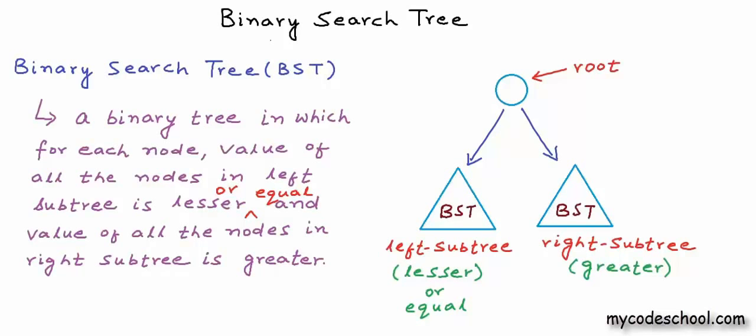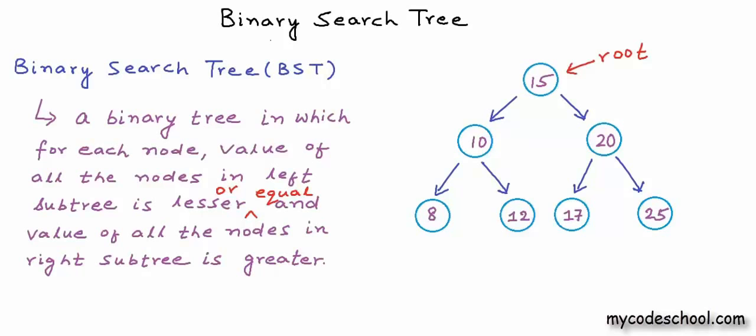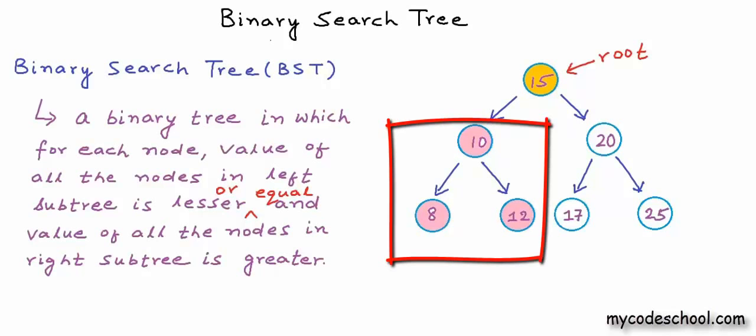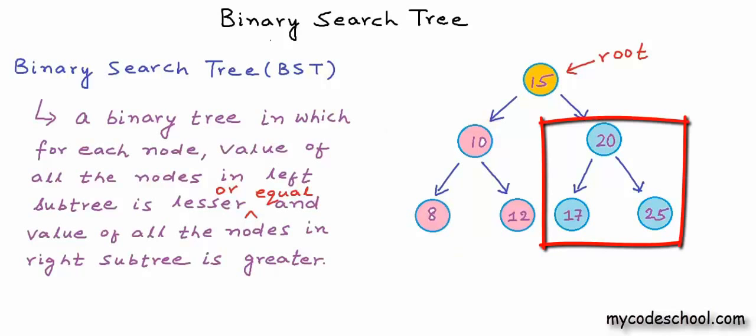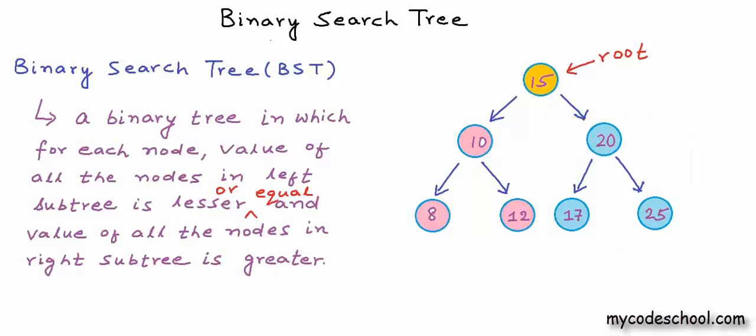I'll draw a binary search tree of integers. Now I have drawn a binary search tree of integers here. Let's see whether this property, that for each node the value of all the nodes in the left subtree must be lesser or equal and the value of all the nodes in the right subtree must be greater, is true or not. Let's first look at the root node. Nodes in the left subtree have values 10, 8 and 12. So they're all lesser than 15. And in the right subtree we have 17, 20 and 25. They're all greater than 15. So we are good for the root node.